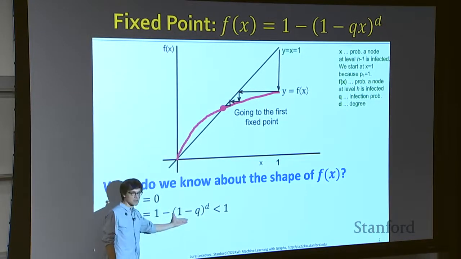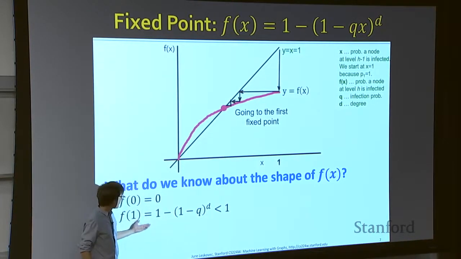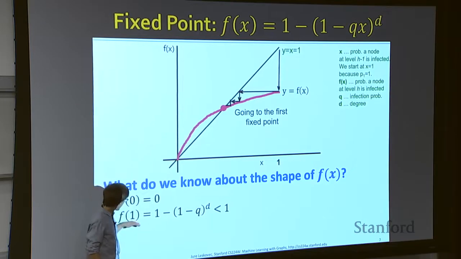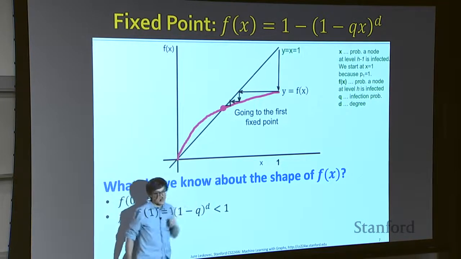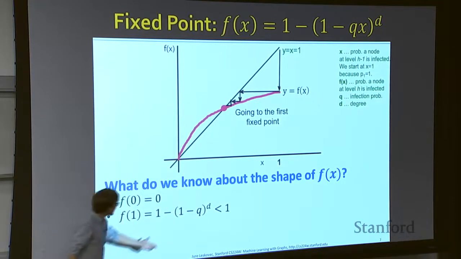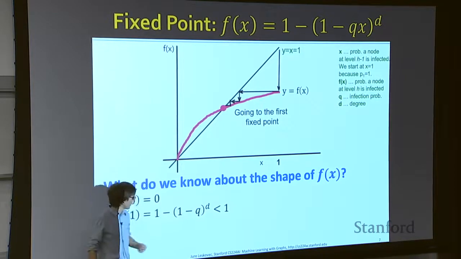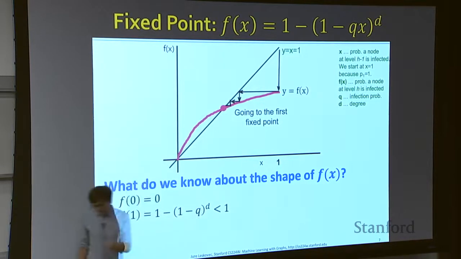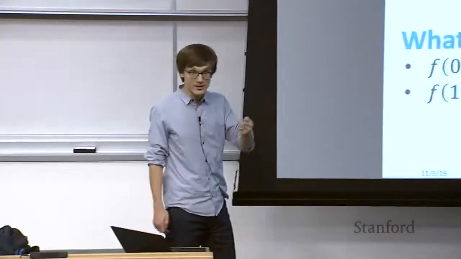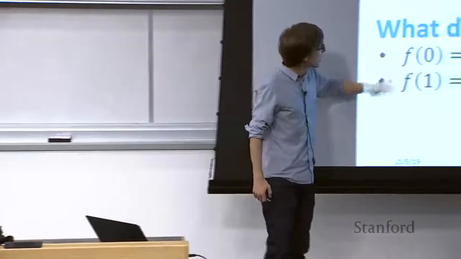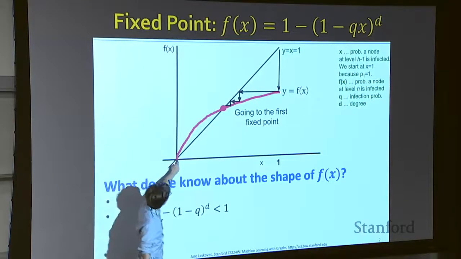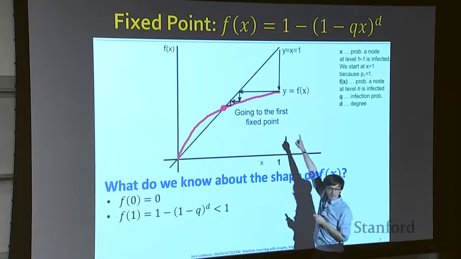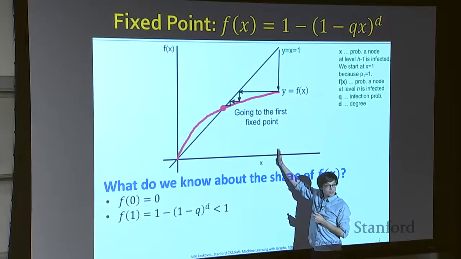So 1 minus something between 0 and 1 is less than 1. So this function f of 1 will be less than 1 for any value of q and d, because q is a probability and d is the number of children, so it's an integer. So now I established the value at x equals 1.